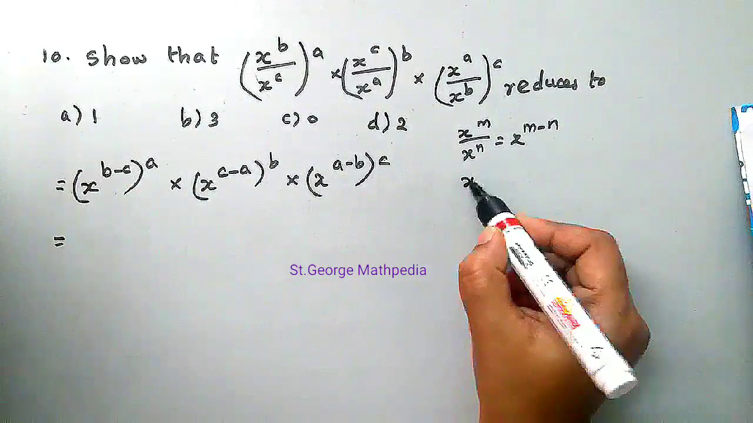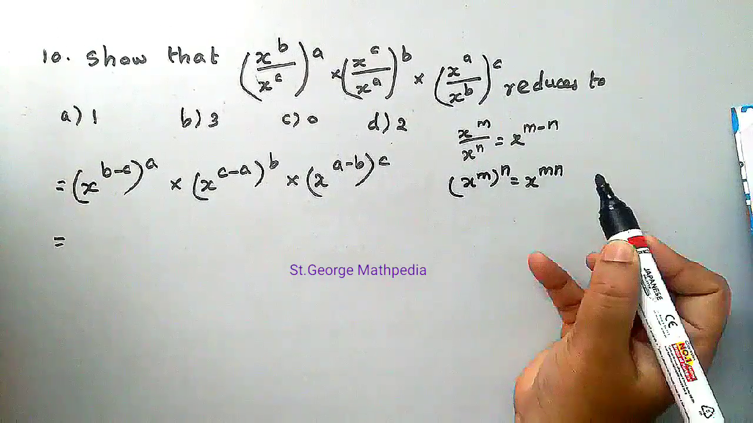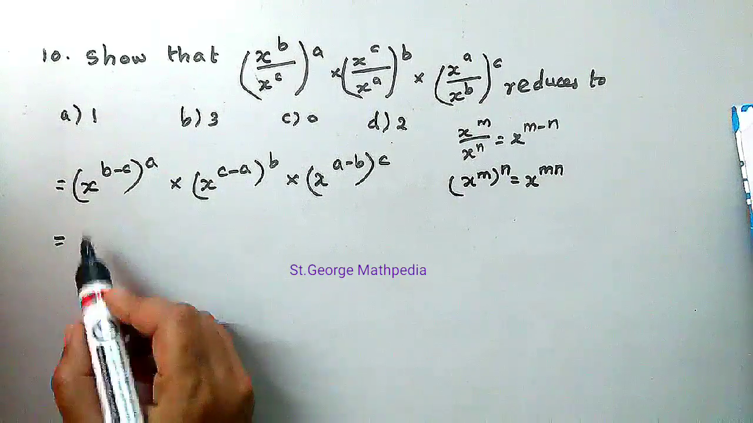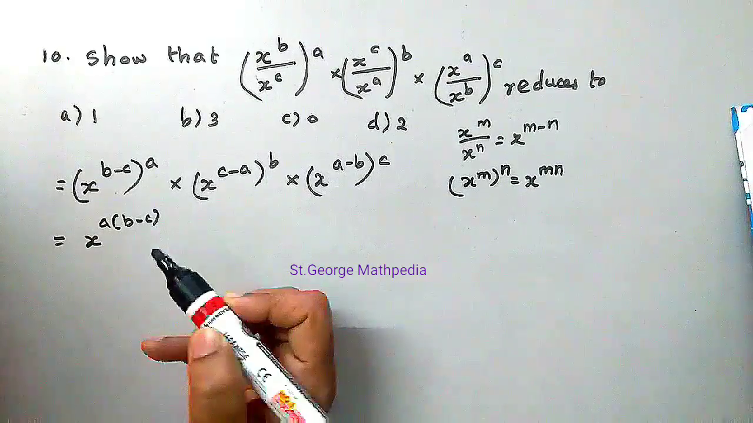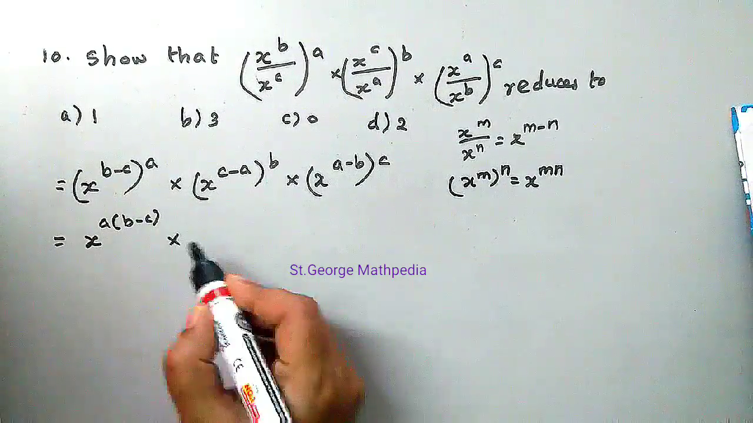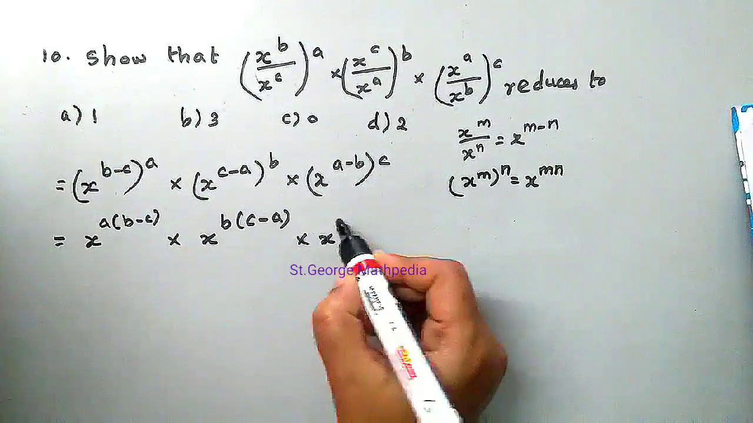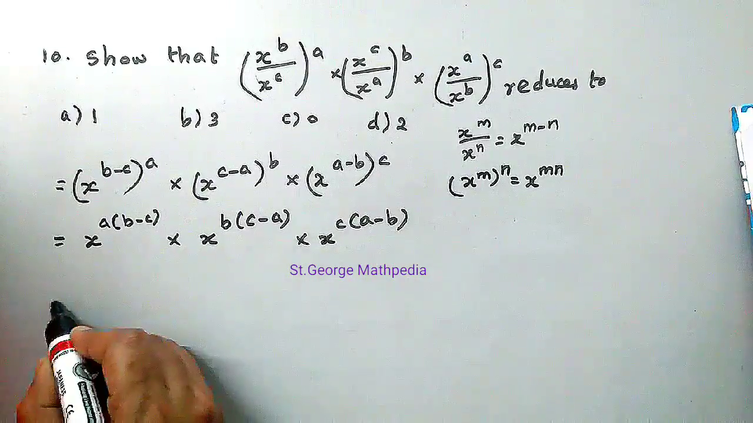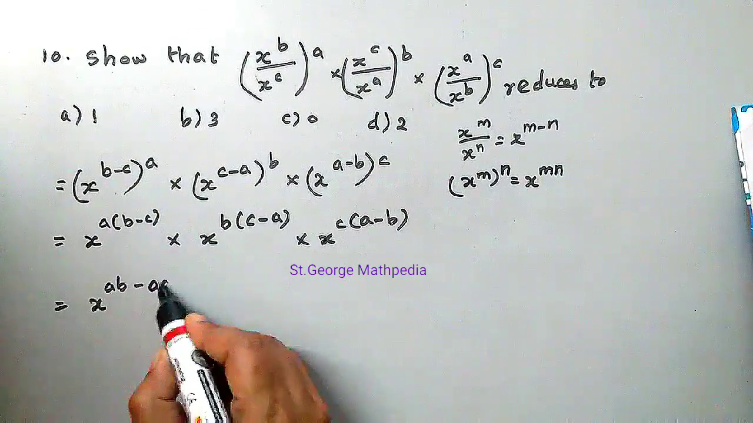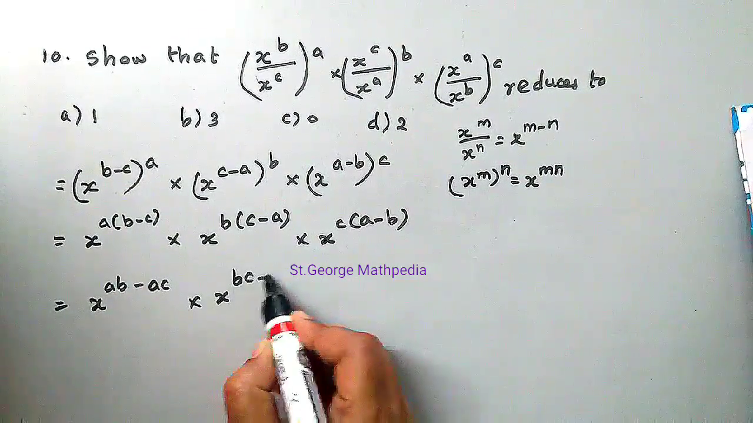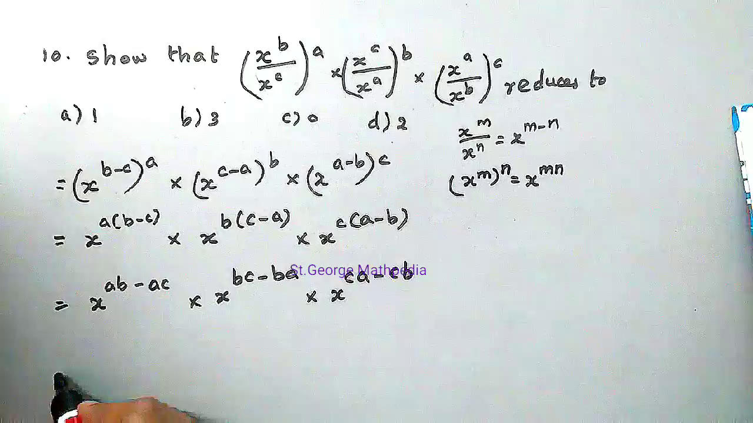We have (x^m)^n type, that is x to the power of m·n. You can multiply the powers. So write this as x to the power of a(b-c) into x to the power of b(c-a) into x to the power of c(a-b). So this is x to the power of ab - ac, into x to the power of bc - ba, into x to the power of ca - cb.